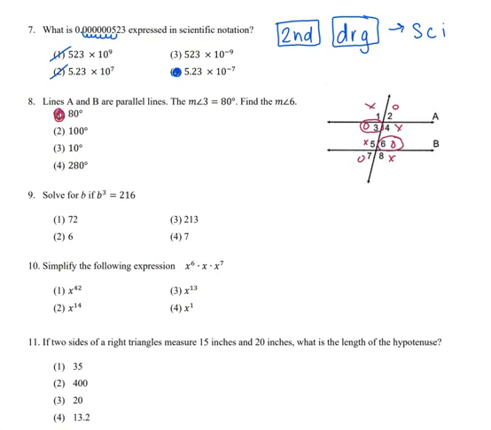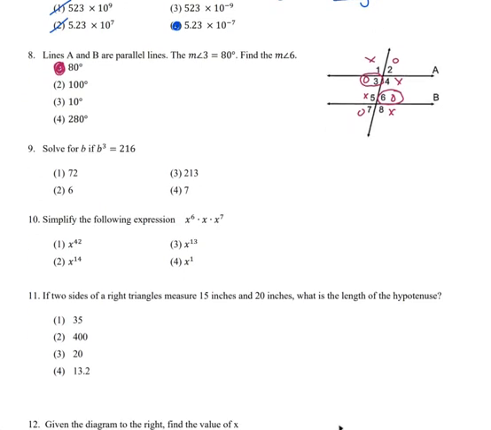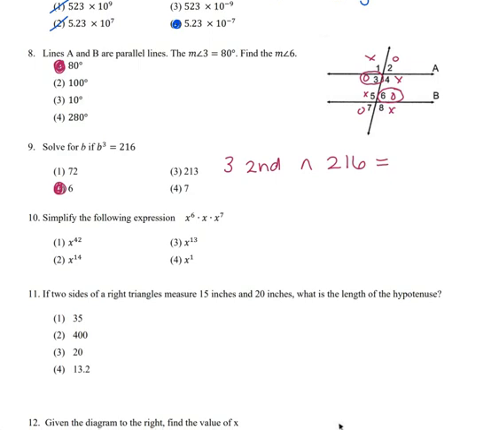So it is choice number 1. When I look at 9, it says solve for b if b to the third power is 216. Now, to undo the 3, we're going to take the cube root. This is where we're going to hit 3, second, caret, and I'm going to type in 216. So 3, second, caret, hit 216, and hit equals. It should be choice number 2, which is 6.